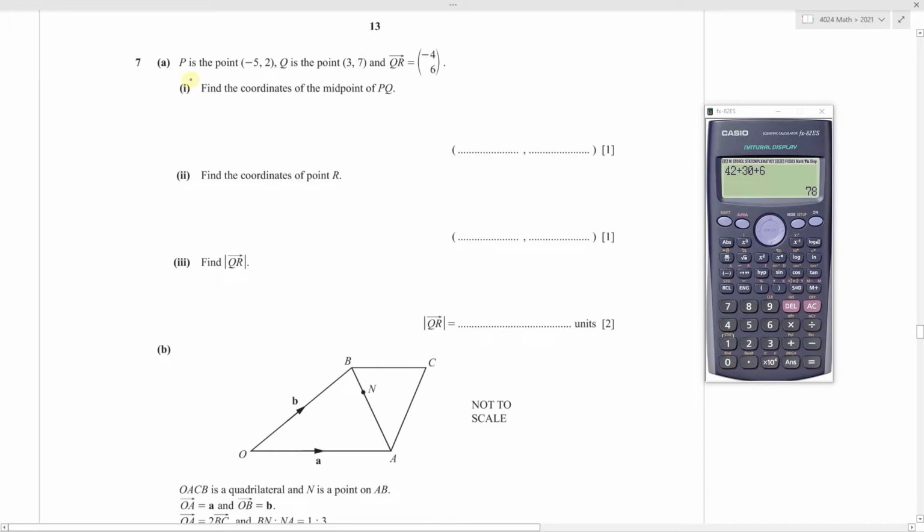Question 7, part A. P is the point -5, 2, Q is the point 3, 7. You're given vector QR. Find the coordinates of the midpoint of PQ. So the midpoint will be simply you add the x coordinates of P and Q and then divide by 2 and do the same with y. 2 plus 7 over 2. So this is -2 divided by 2 is -1. 9 divided by 2 is 4.5.